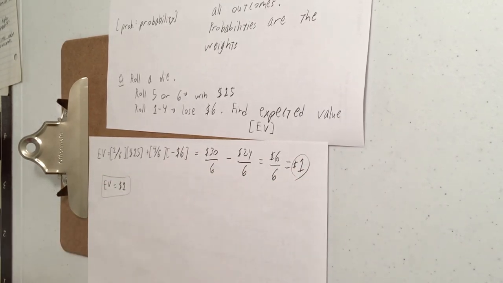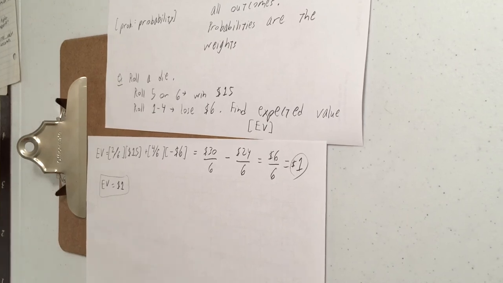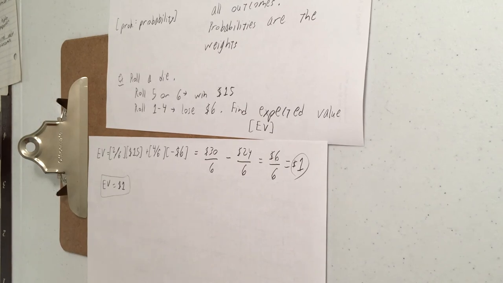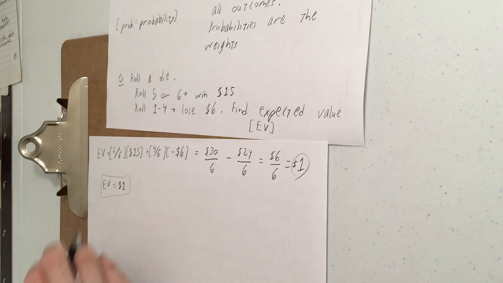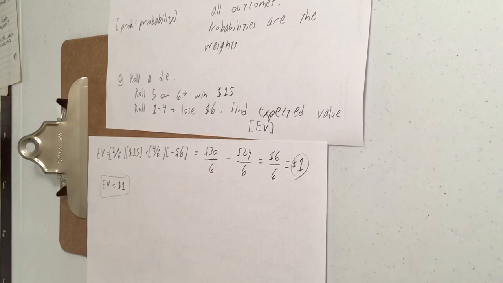The interpretation is that if you're playing this game repeatedly, on average, you'd win $1 each time you play. Now, of course, it's not that each time you play, you'll actually win $1. You might win 15 or lose 6, but over a long period of time, on average, you play it like, say, 1,000 times, you probably win around $1,000. Or if you play it 3,000 times, then you probably win 3,000 times 1, which is $3,000, etc.